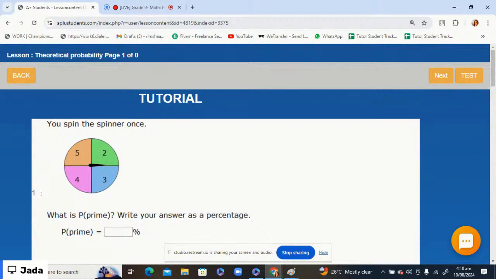You spin the spinner once. Okay, you are going to use the spinner once. So what is the prime, which is a P? Write your answer as a percentage, because now we are going to find the theoretical probability.